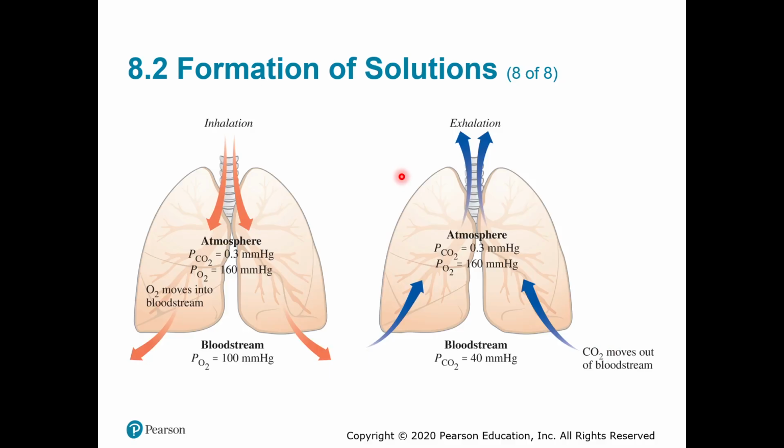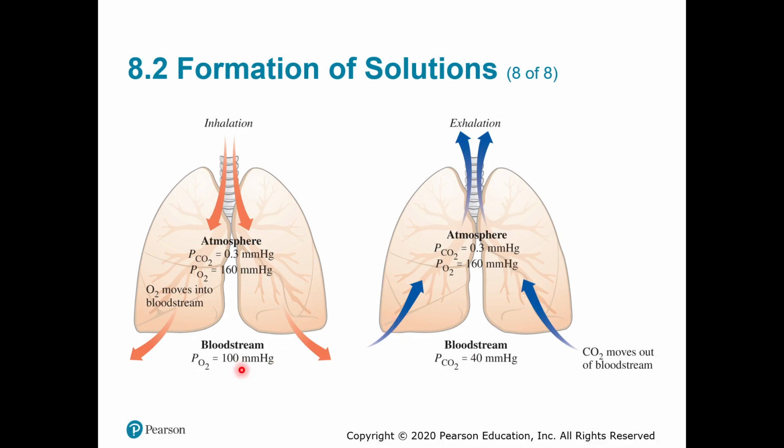So we inhale, and we're taking in fresh air, right? Okay. And so the atmosphere has a pressure of CO2 that's about 0.3 millimeters of mercury. Pressure of O2 is about 160 millimeters of mercury. The bloodstream, on the other hand, is going to have a pressure of O2 that's about 100 millimeters of mercury. And so we're going to get O2 dissolving into the blood.